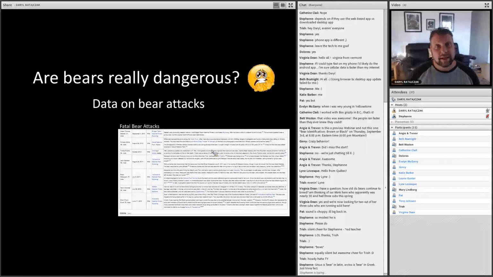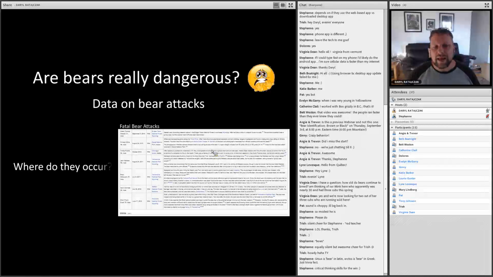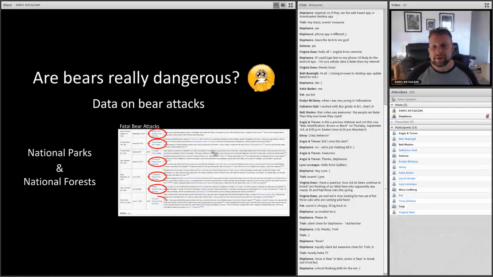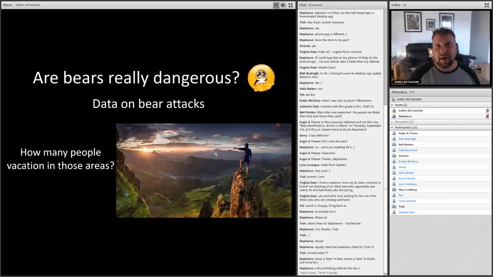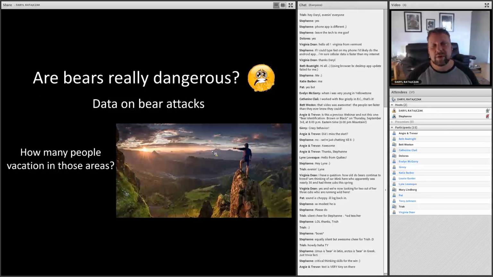But one thing that's really interesting when you look at some of these bear encounters, these not so good encounters where there's sometimes a fatality, is that if you look at where they occur, things start jumping out at you. For the most part, they occur in national parks and national forests. And where do you think most people go to vacation or to recreate? They're often going to a national park or a national forest.